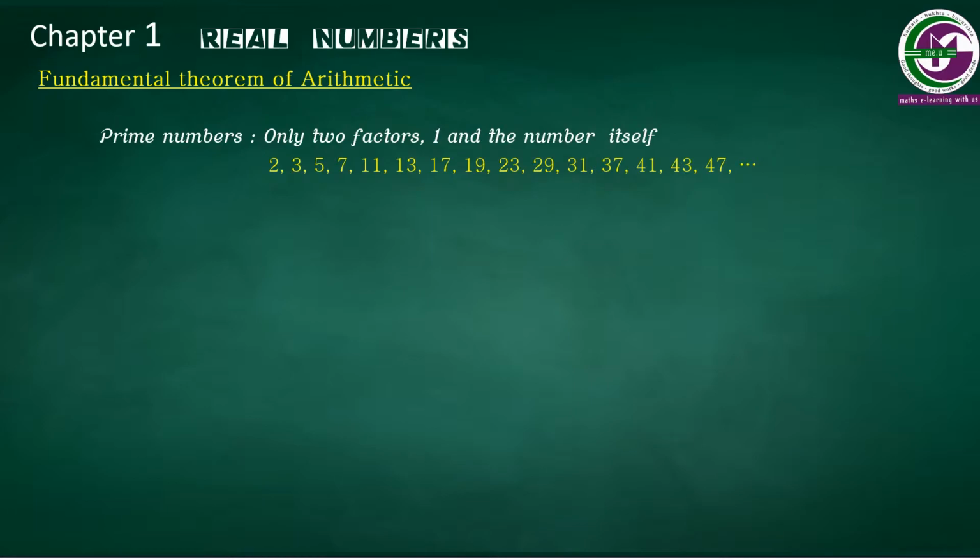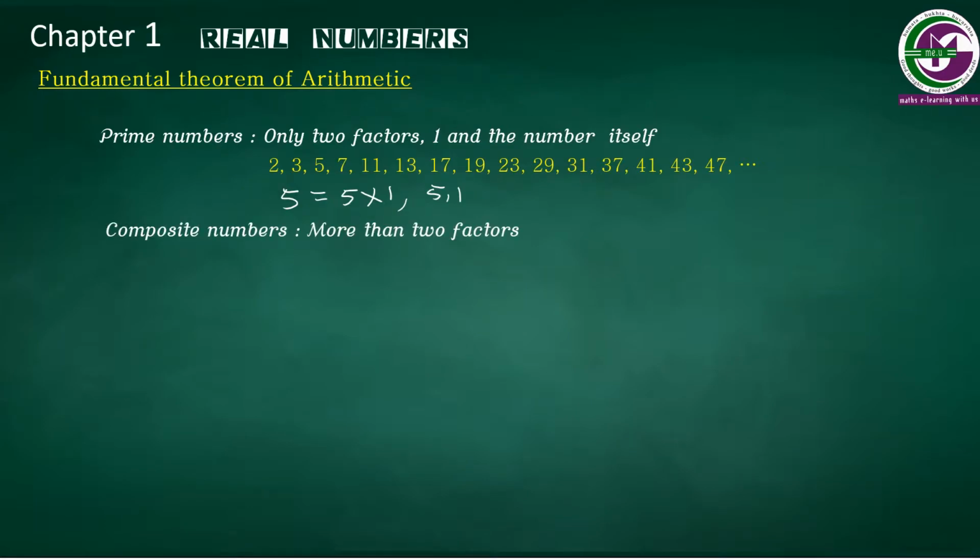So if you're taking a number 5, 5 can be written as 5 times 1. That means 5 and 1 are the only two factors of 5. So if you're taking any number from this slate, you will get 1 and the number as the only factors, no other factors. That's why they are called prime numbers.